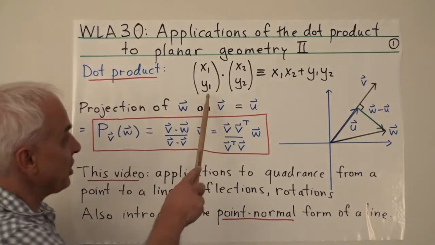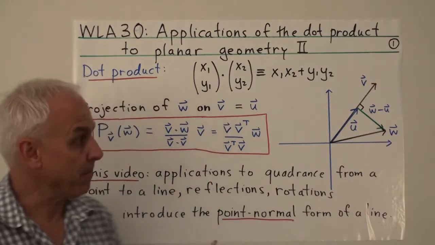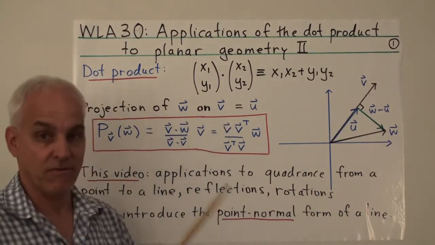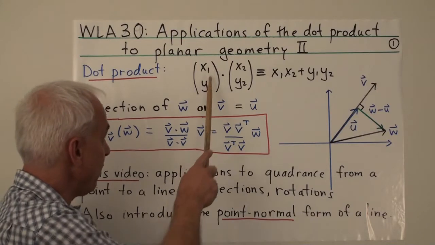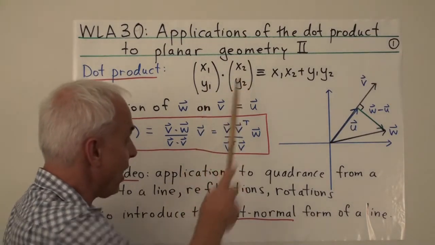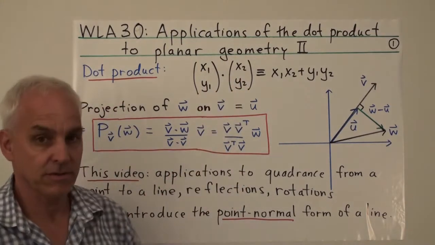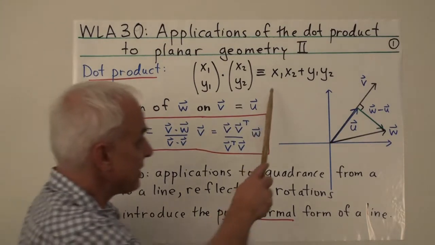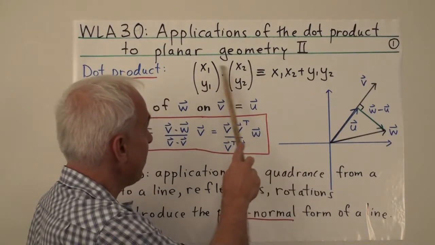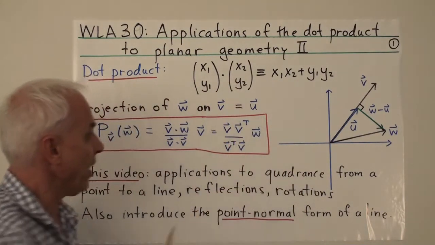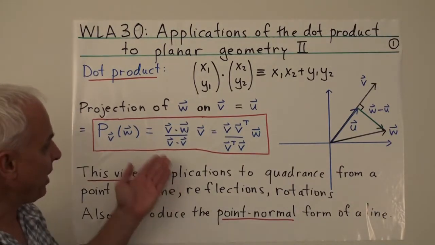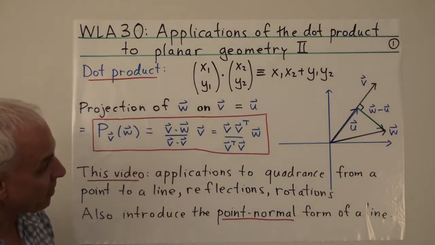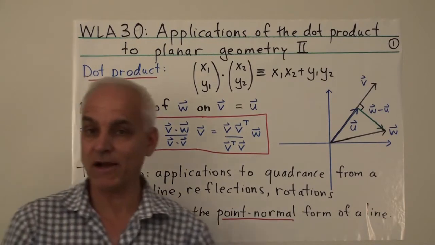So here's the definition in the Euclidean case that we talked about last time. We're working in 2 dimensions with vectors. Here's a vector x1, y1, another vector x2, y2, and the dot product of those 2 vectors is this number here, the number x1 times x2 plus y1 times y2. And we discussed this formula for the projection of one vector on another.